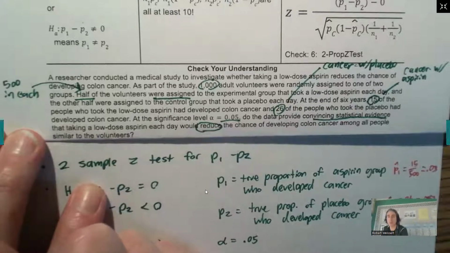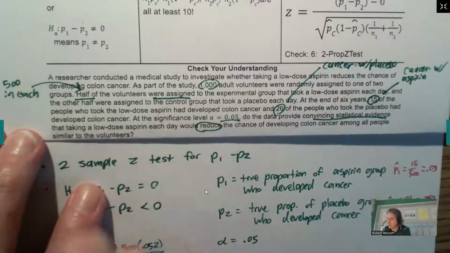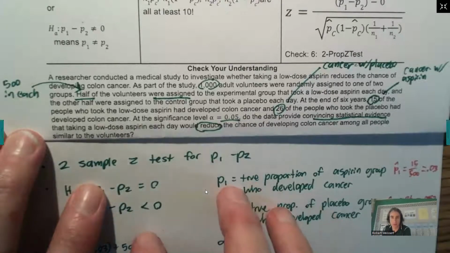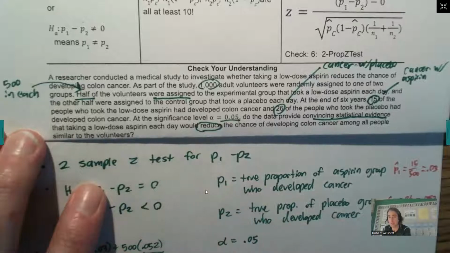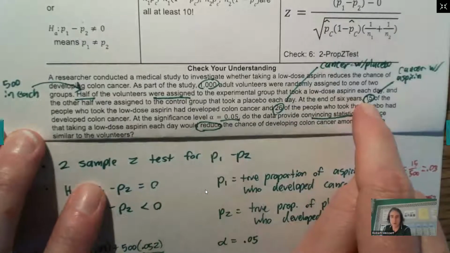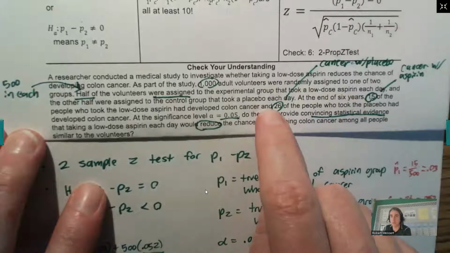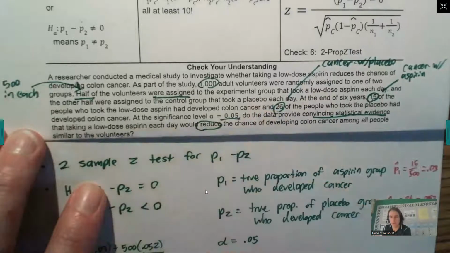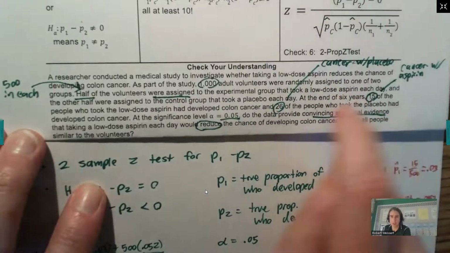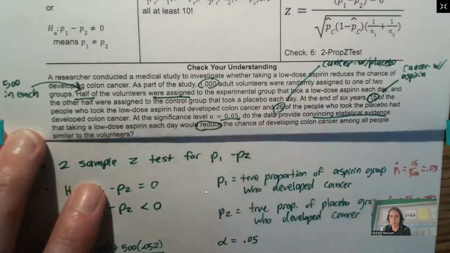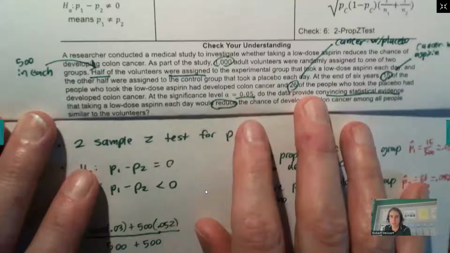So remember, for experiments, we want to look for cause and effect, and this is the work that gets you to determine if something is statistically significant. We do a test. Now we can see that 15 of the 500 developed cancer when they took the aspirin, whereas 26 of the 500 developed cancer when they did not take the aspirin and they had the placebo instead. So you can see that we have some evidence to conclude that this is a reduction, but is there enough evidence? Well, that's what a hypothesis test will be set up for.